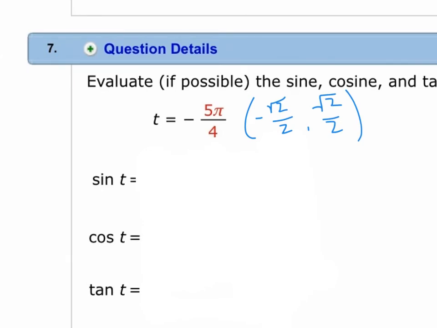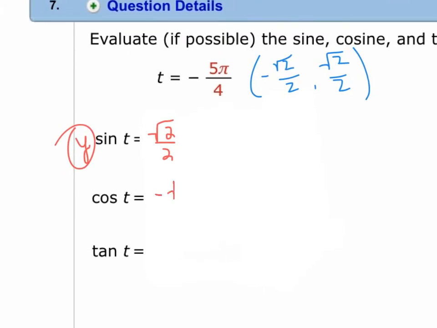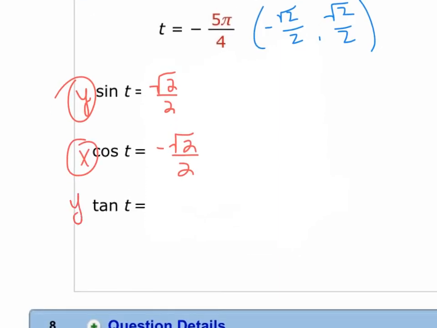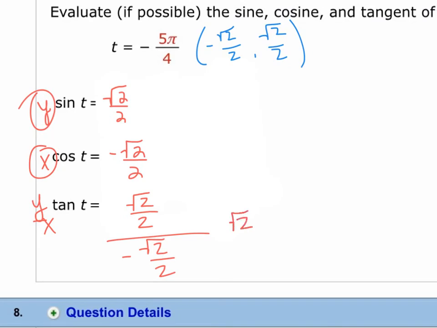What is the sine? Positive root 2 over 2, because it's my y value. What is my cosine? Negative root 2 over 2, because it's my x value. Tangent is y over x. I know you guys can do this in your head, but if you show me my y value is positive root 2 over 2 divided by my x value, which is negative root 2 over 2, so root 2 over 2 times negative 2 over root 2. What happens to my root 2's? Cancel out. What's the only thing that doesn't cancel? The negative, so it's negative 1.